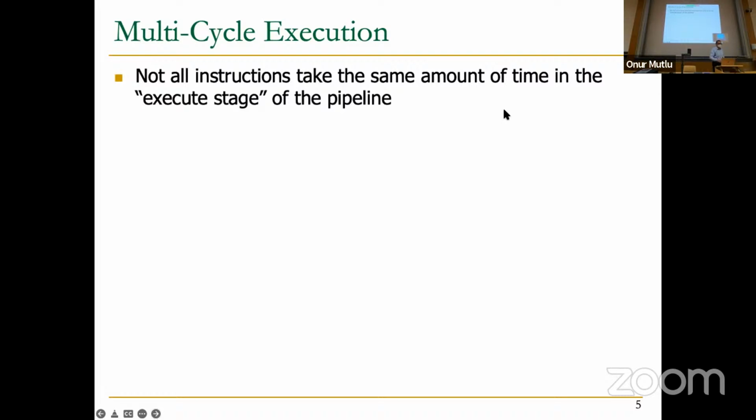But to understand why this is a problem in a von Neumann, in a pipelined machine, okay, that's not what I want. I want to get rid of this one. Okay. We really need to understand this notion of multi-cycle execution.